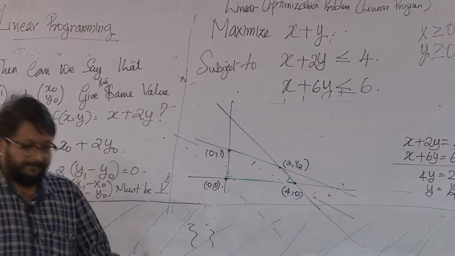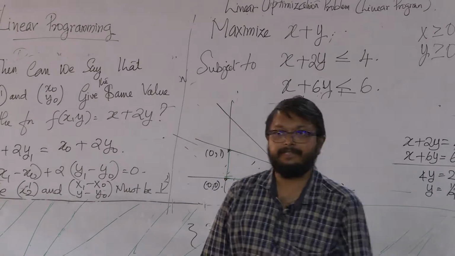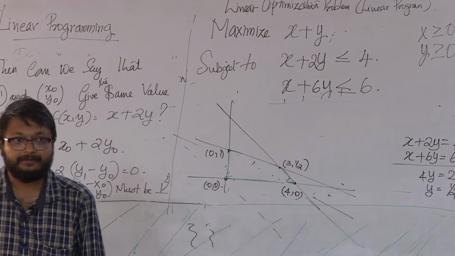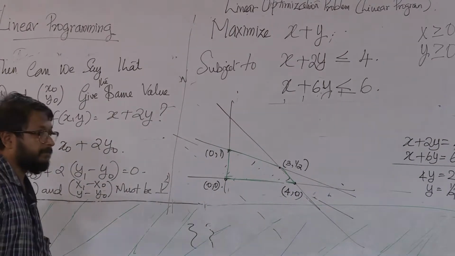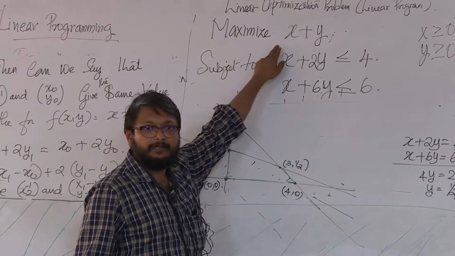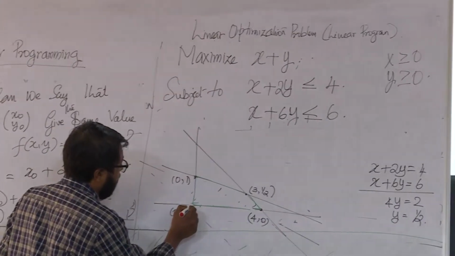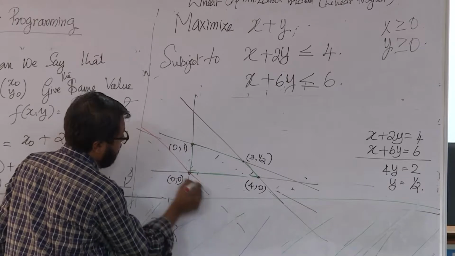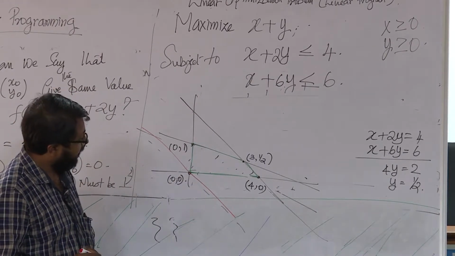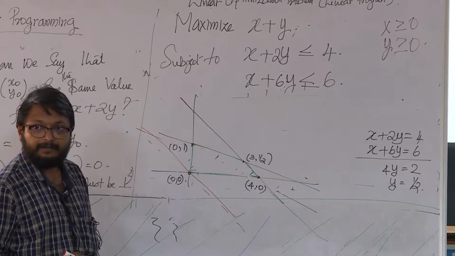Now, what am I trying to do here? I found this region and I have an objective function x plus y, right? X plus y looks like what? Okay, let's plot x plus y. What are the points where x plus y equals 0? X plus y equals 0 along this line, right? Okay. So, x plus y equals 0 along this line.